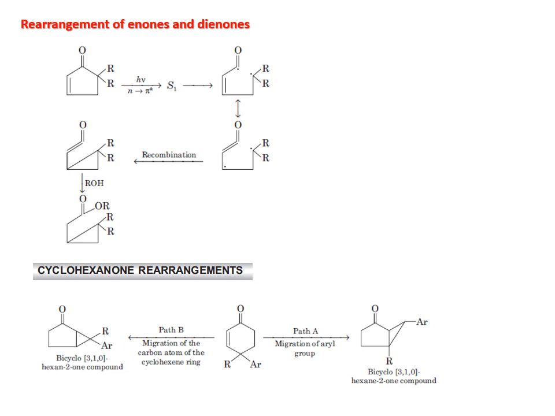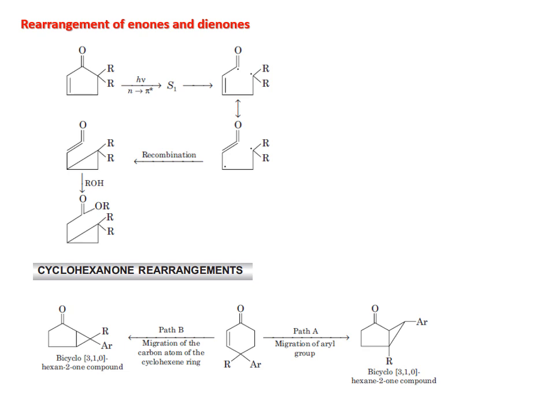Now, if we see the example here, this cyclopentenone derivative in the presence of light undergoes n to pi* excitation to produce the singlet excited state. Then in the singlet excited state, this bond is going to break and this will produce the diradical. Then these two radicals again recombine to produce the cyclopropane. So this is actually a ketene derivative of the cyclopropane. Then it is treated with alcohol to produce the ester. If we treat it with water, then it produces the carboxylic acid.